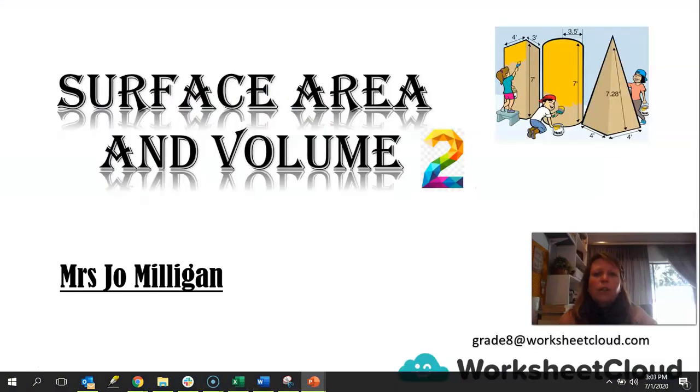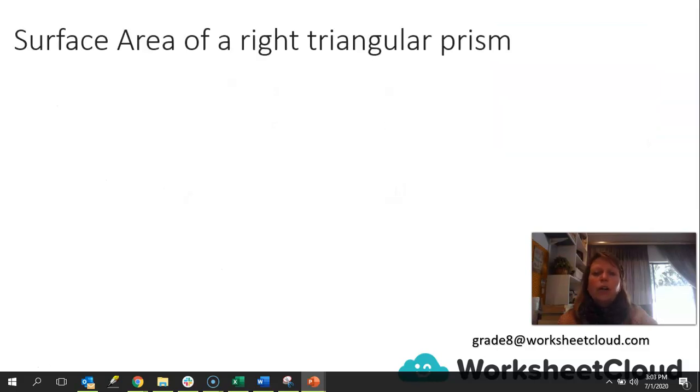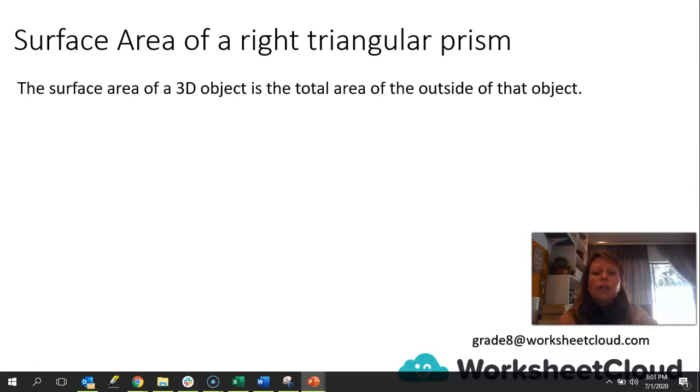Okay, today we are going to be looking at surface area and volume, and as you can see it is the second lesson. You can go back and watch the first lesson. But today we are going to look at the surface area of a right triangular prism. The surface area of a 3D shape is the total area of the outside of that object. So every face needs to be worked out and then added together.